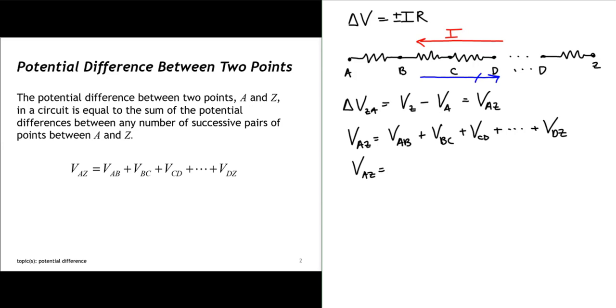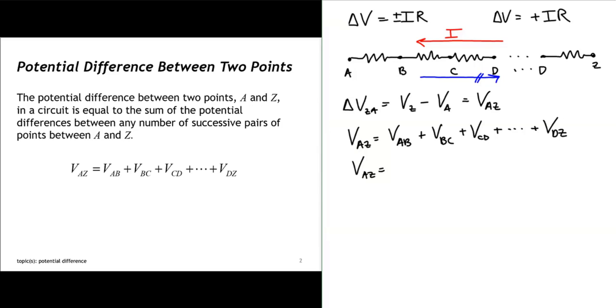So the path we're taking, in other words, we're going to add from A to Z, but the current is going opposite our path. You're going to learn shortly that whenever current is opposite the direction that you go to measure voltage through a resistor, then the potential difference across that resistor is going to be a positive IR.